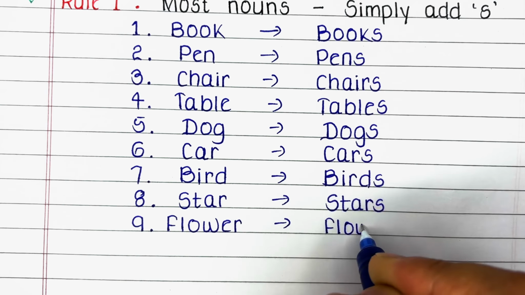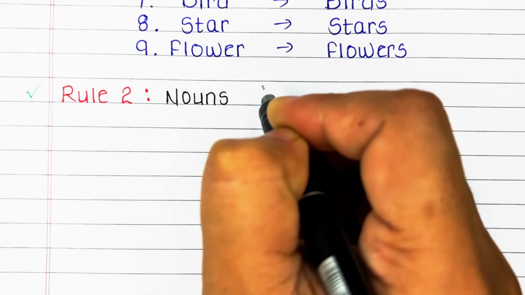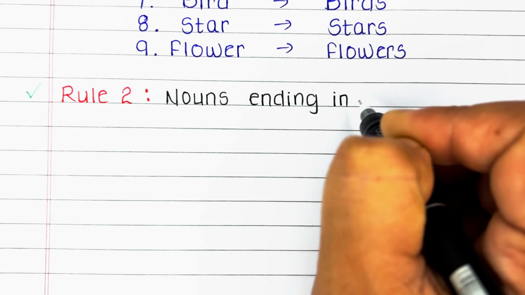This is the easiest rule. Most English nouns follow it. So whenever you are in doubt, try adding s first to convert it into a plural form.